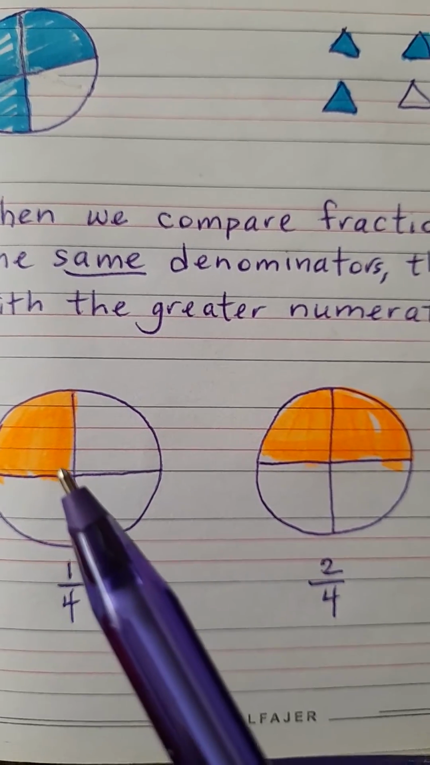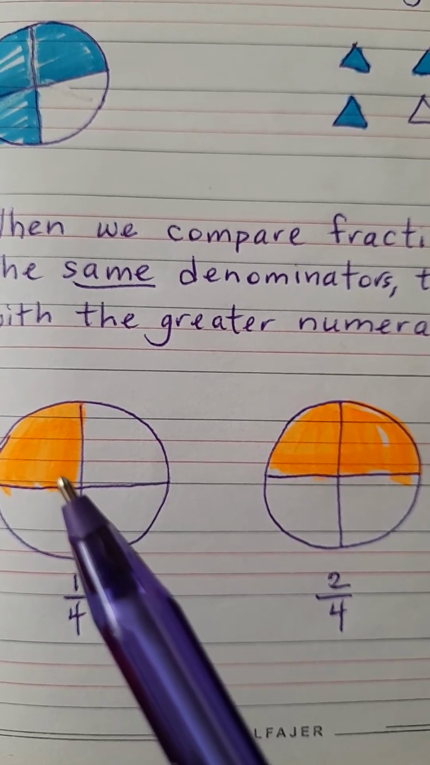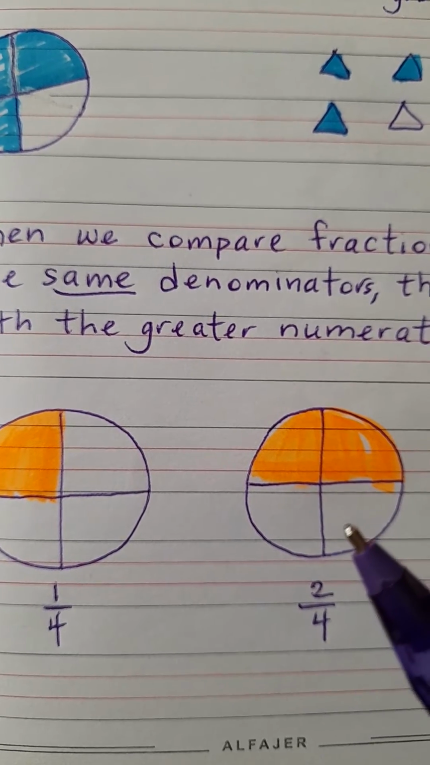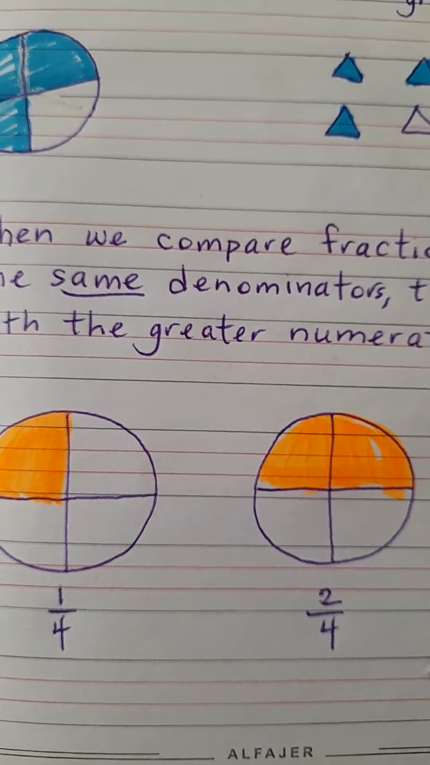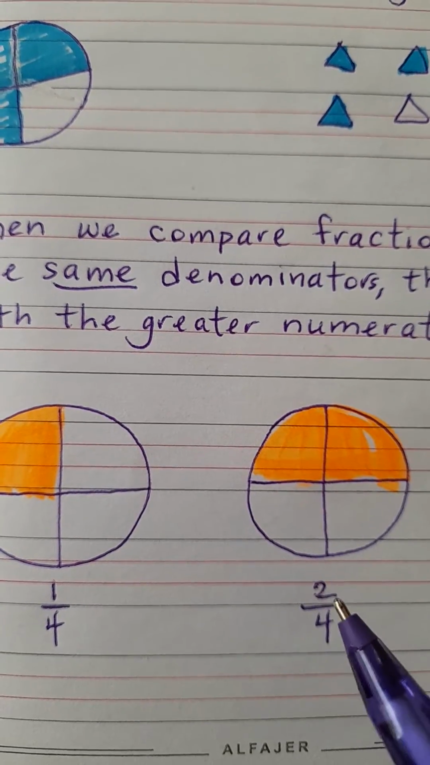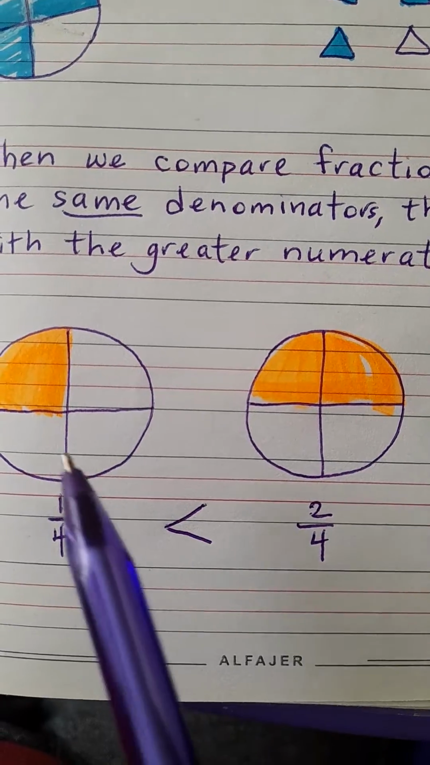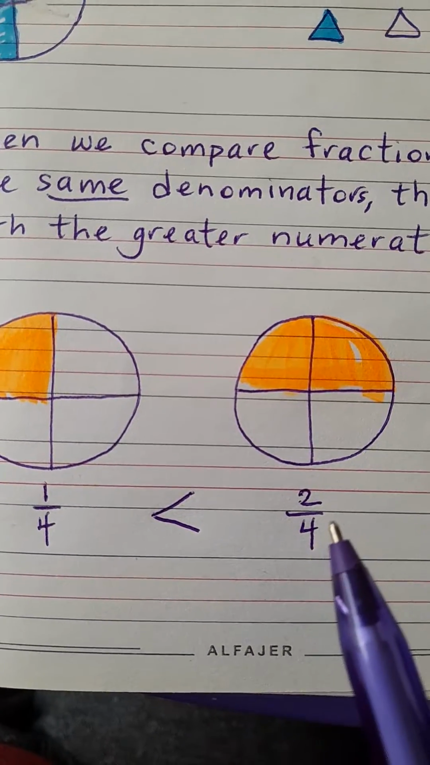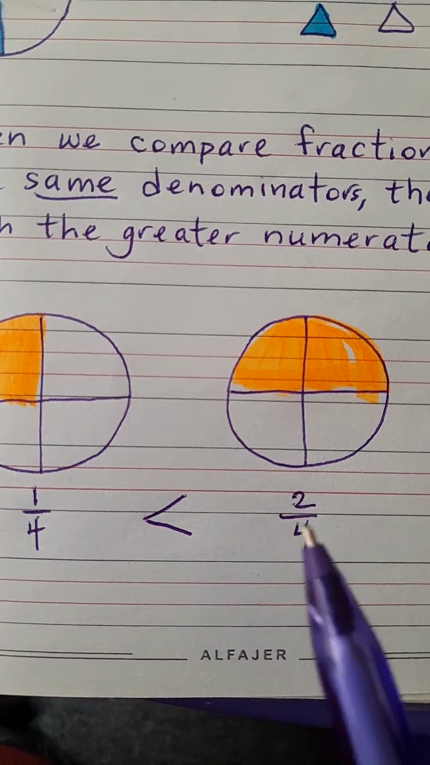Well, if I have only the one piece of cake, which would be disappointing, or if I have 2 pieces, it's clear to see that 2 pieces of the cake is more, right? So 2/4 is the bigger number. So we would write that 1/4 is lesser than 2/4, because remember, the crocodile always likes to eat the bigger number.